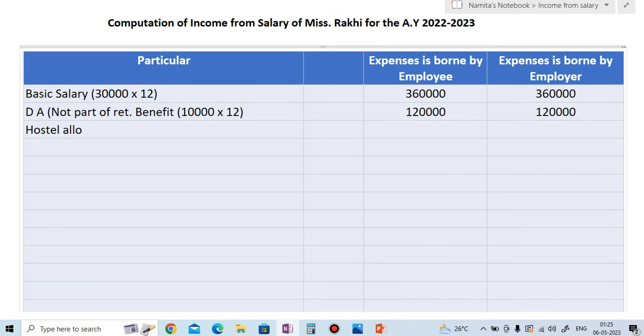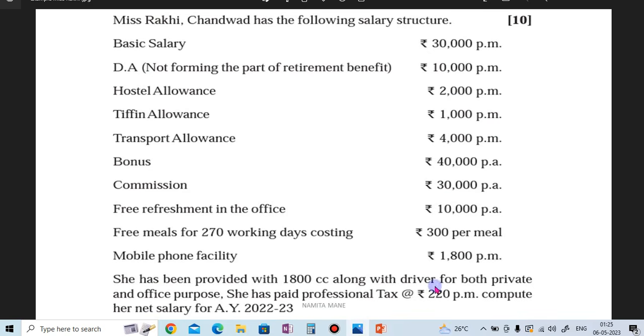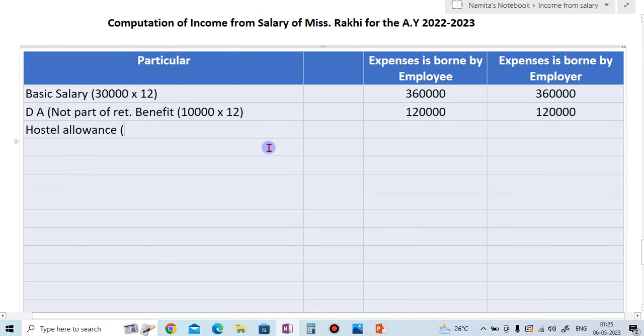Hostel allowances. How much is the hostel allowance? 2,000 per month. So 2,000 multiplied by 12, so 24,000. The same will be written in the employer's column also, 24,000.